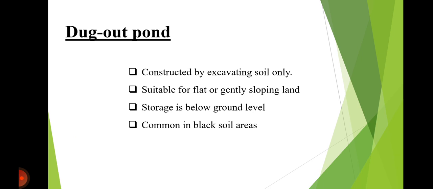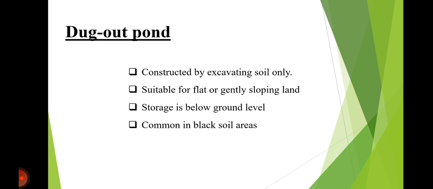Some of the characteristics of the excavated farm pond: it is constructed mainly by excavation. It is suitable for flat areas with low land slopes. Water is stored below the original ground surface, and it usually receives water from field runoff or groundwater seepage. These are some of the characteristics of the excavated farm pond.